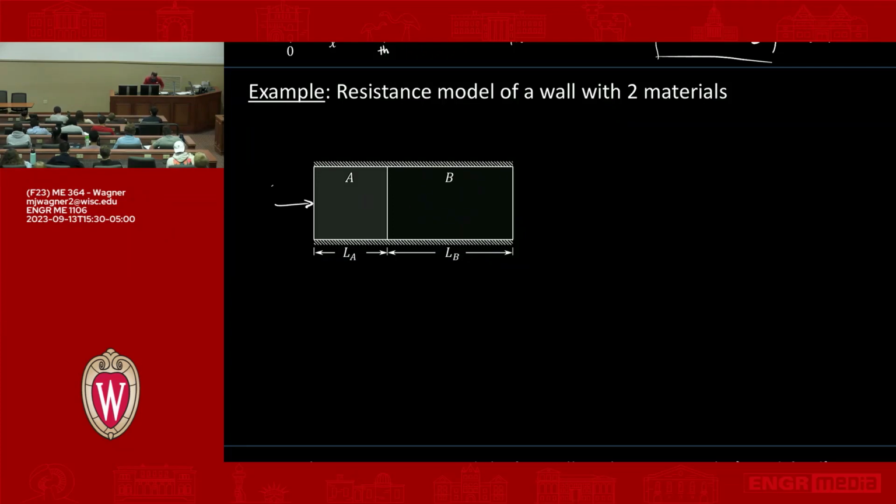So let's draw it this way. Let's figure out the heat transfer Q dot. It's going from A to B. Over here on this side, we know this is TA. Over here on this side, we know this is TB. What we don't know is anything about what's happening right here. So let's call this TAB. We don't know that temperature.